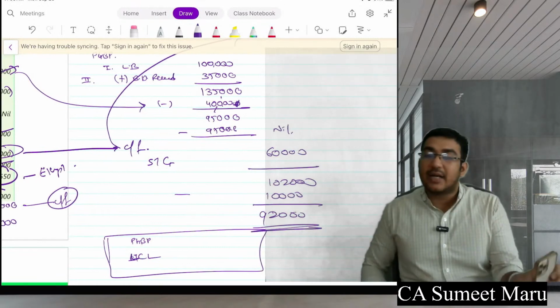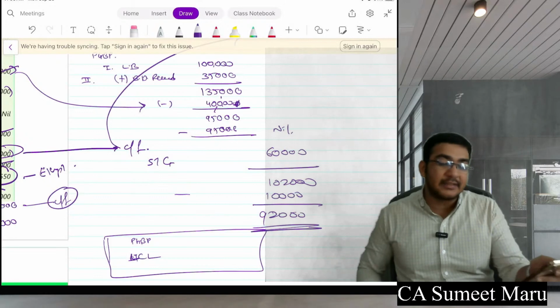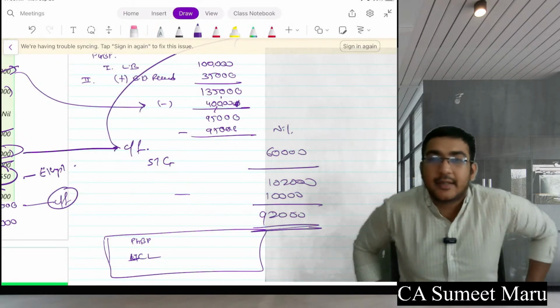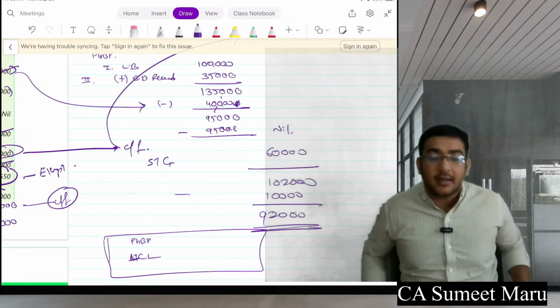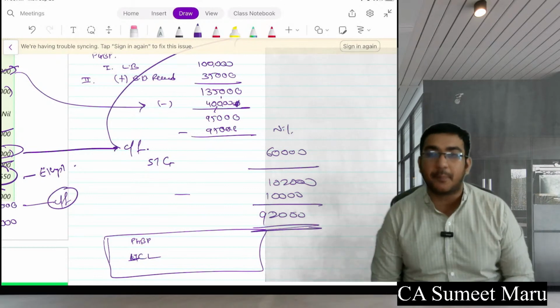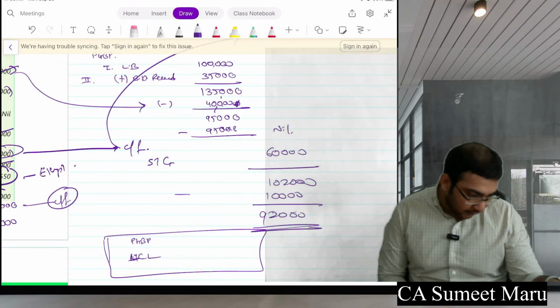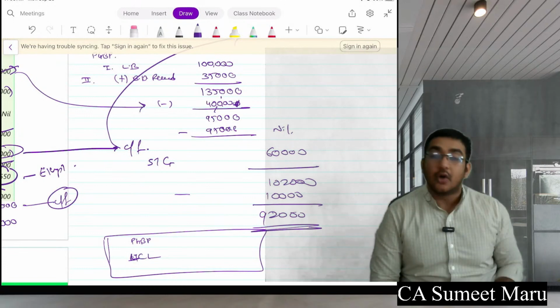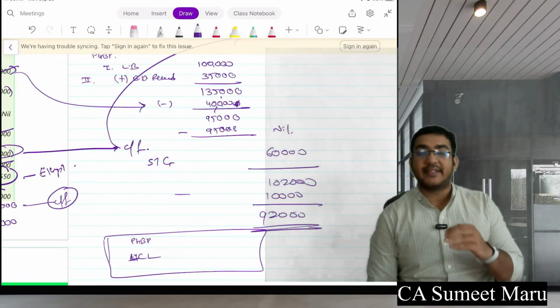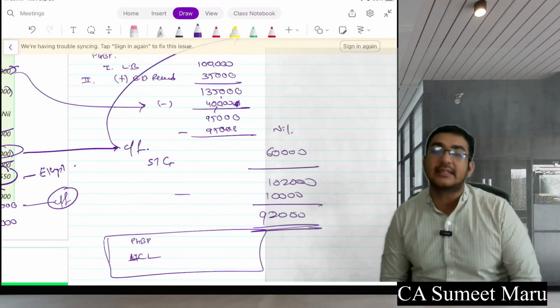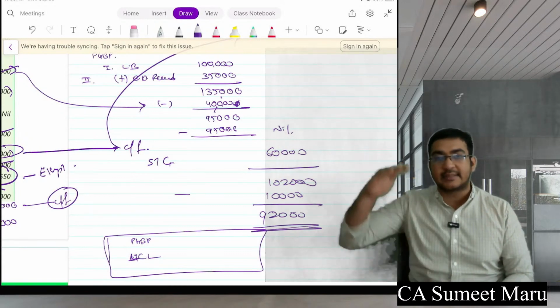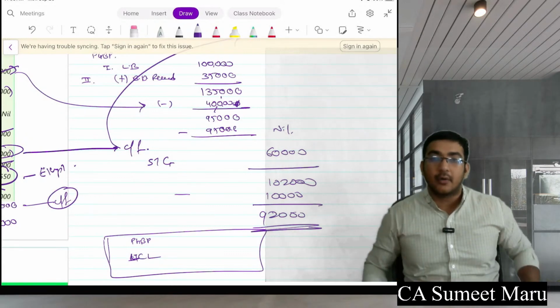I'm not writing everything in detail because it will consume more of our time and you guys already know, so I'm not going into detail of that. But if you have any query on any specific point, please let me know. Sir, should the business losses brought forward be set off first against the current year loss? No, always there's a sequence. First you will subtract the current year loss and then you will subtract the brought forward loss. It's a sequence. You can't do it upside down.